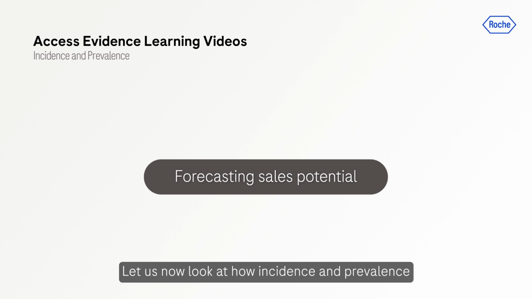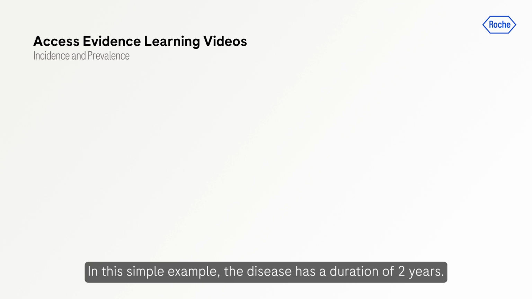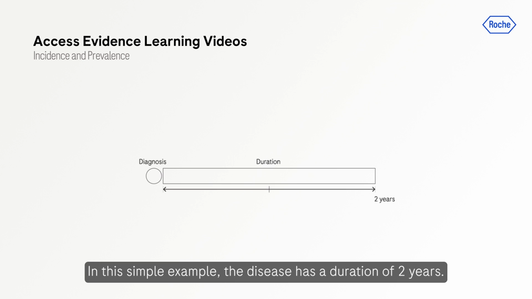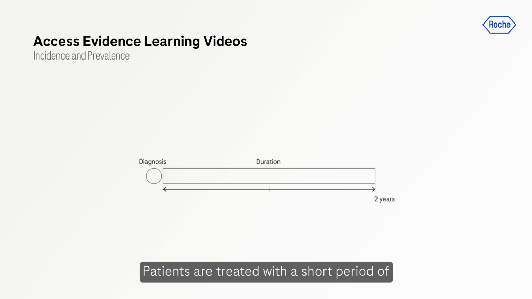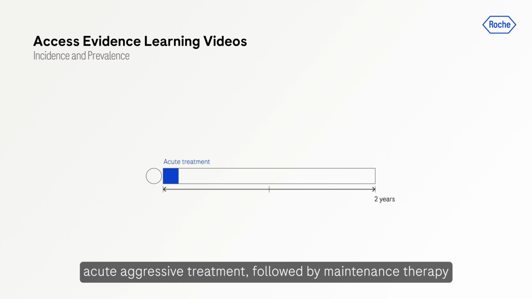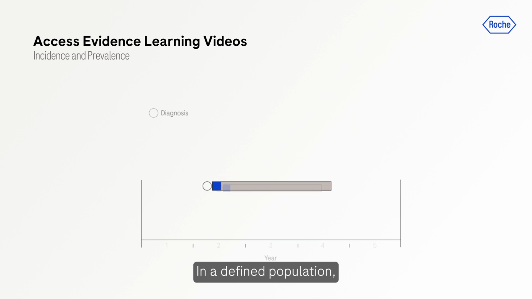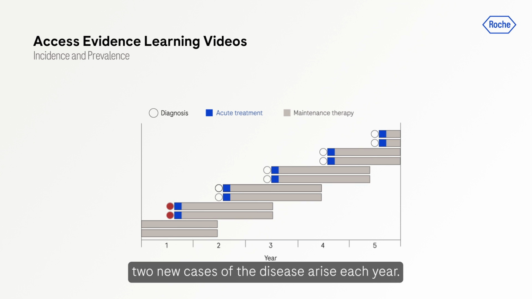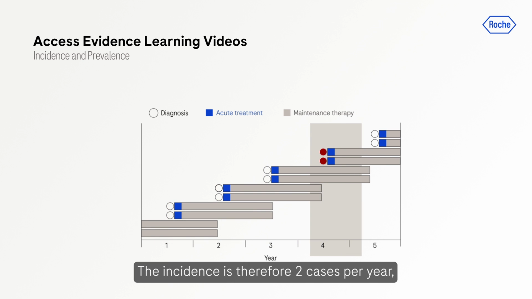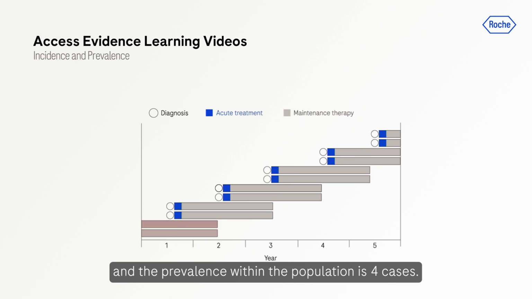Let's now look at how incidence and prevalence can be used in forecasting sales potential. In this simple example, the disease has a duration of 2 years. Patients are treated with a short period of acute, aggressive treatment followed by maintenance therapy for the remaining duration of the disease. In a defined population, 2 new cases of the disease arise each year. The incidence is therefore 2 cases per year, and the prevalence within the population is 4 cases.